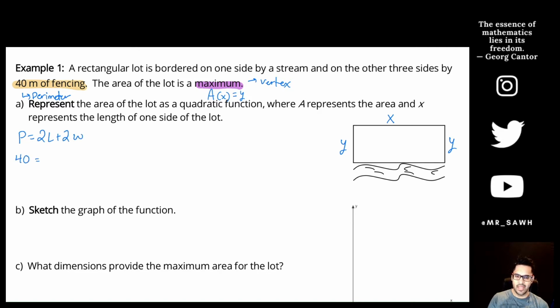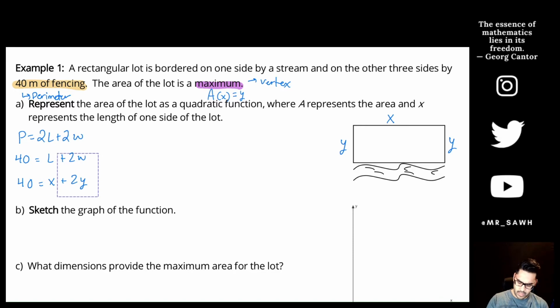well, here I don't really have 2 lengths to think about, right? I only really have 1, so this is just going to be length plus 2 widths, right? I'm told again that the stream borders one of those sides, so I don't have to use that one, so I'm only going to use 1 length represented as x to do this. So 40 is equal to x plus 2 y's, right? The y's are representing the width. So I've got an expression for perimeter decided on.